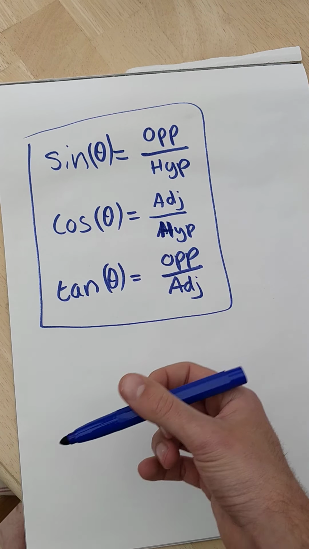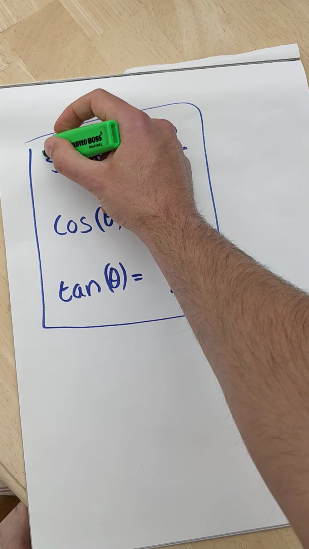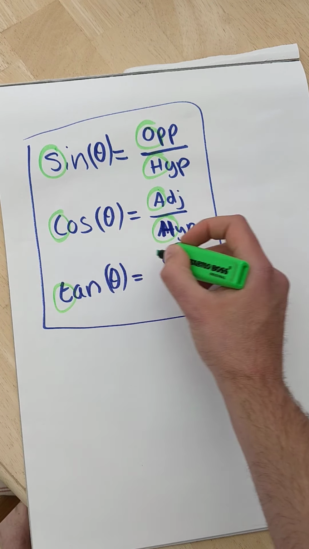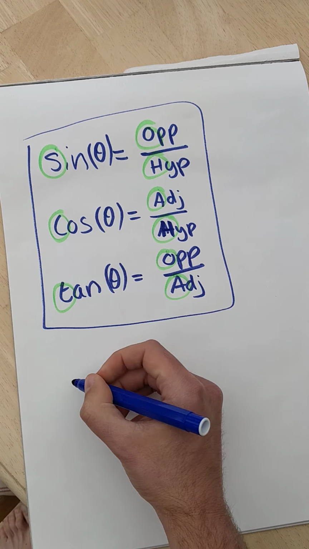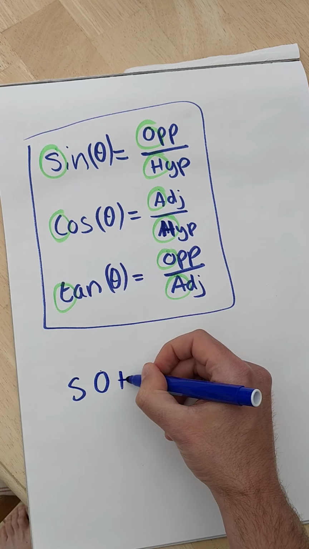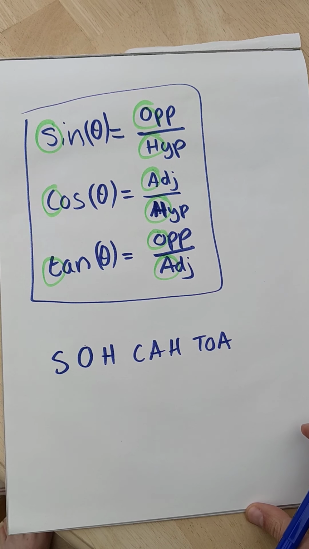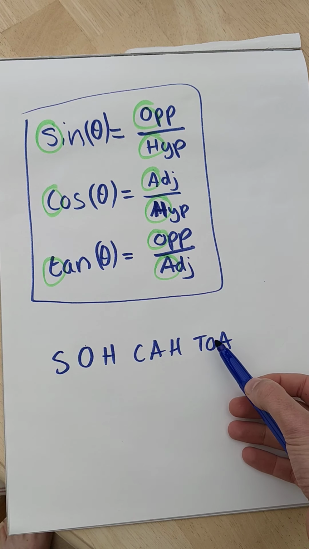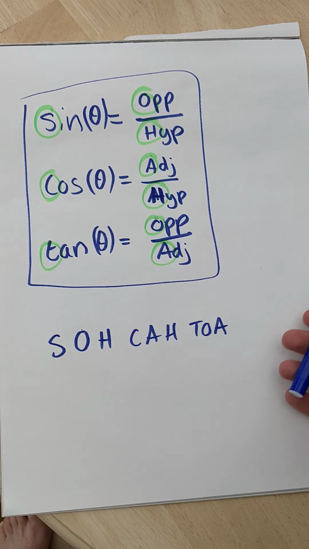Now, in order to remember these, there is a little word that is used within maths to relate to all of this. It relates to the S, the O, the H, the C, the A, the H, the T, the O, and the A. That word, which I briefly mentioned and you would have seen in the other videos, is SOHCAHTOA. So we've got sine opposite hypotenuse, cos adjacent hypotenuse, and tan opposite adjacent. That's how you remember the formulas and how they would look.